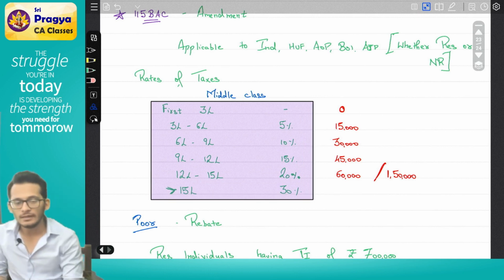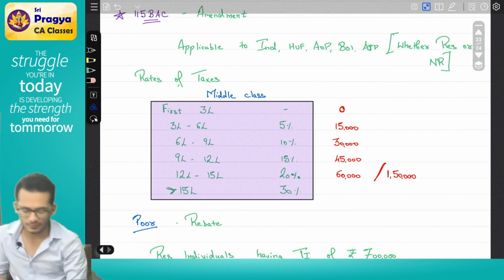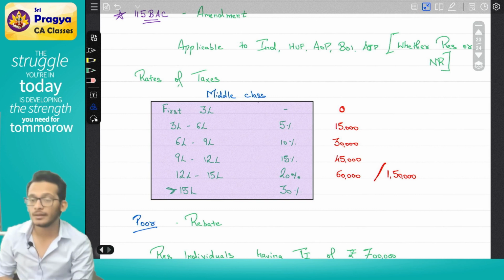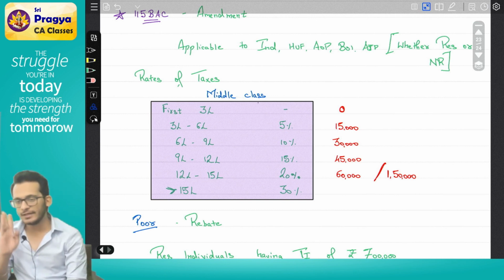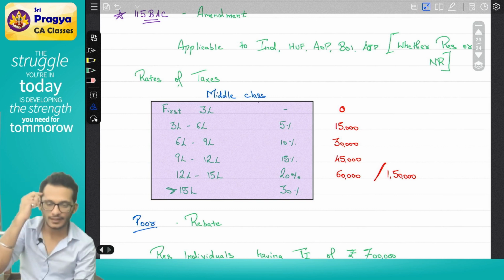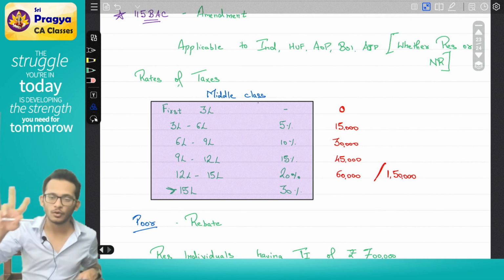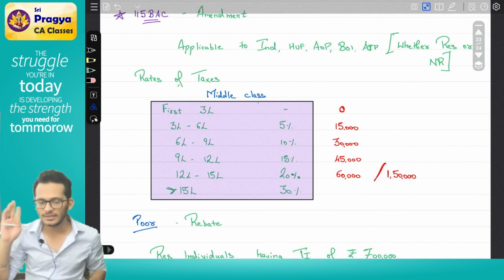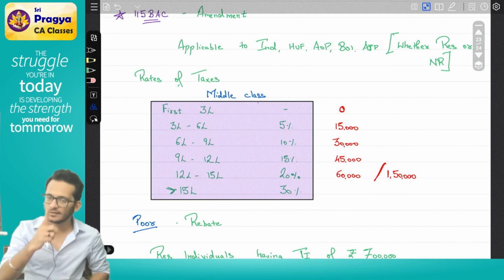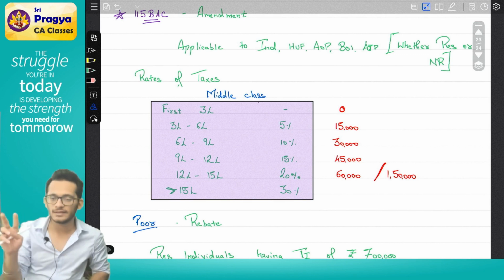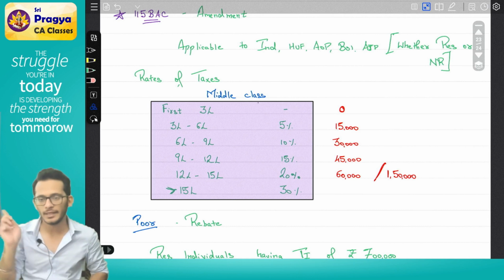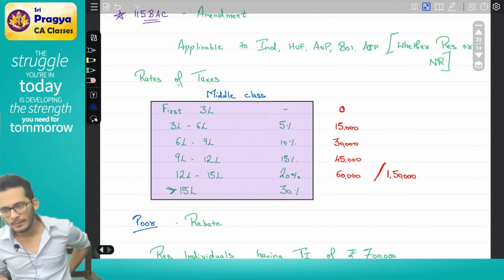This is your range. Clear? Any doubts till now? No. We have learnt both the regimes now, old regime and new regime. In the old regime we learned tax, surcharge, marginal relief and rebate. In the new regime we also learnt tax, surcharge, marginal relief, rebate, along with an extra concept called marginal rebate.